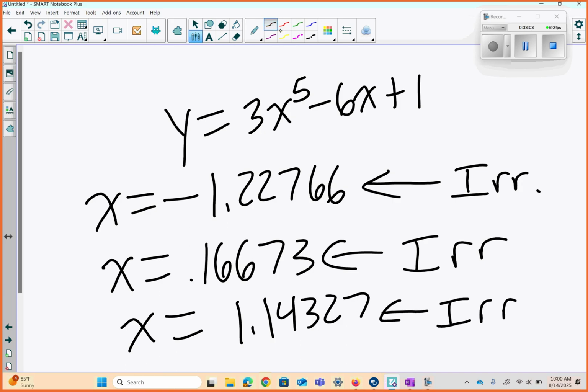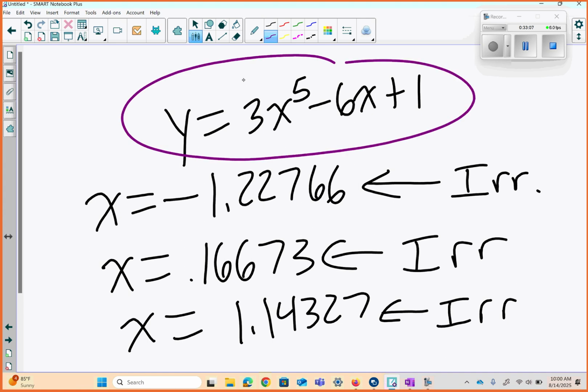So what it comes down to is this type of problem that I just made up won't factor. It doesn't mean it doesn't have solutions. A solution is where it crosses the x-axis. Okay?